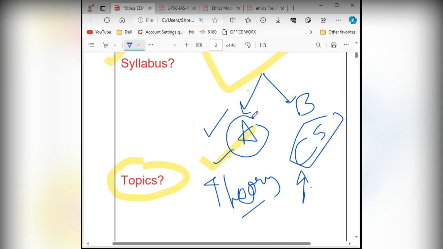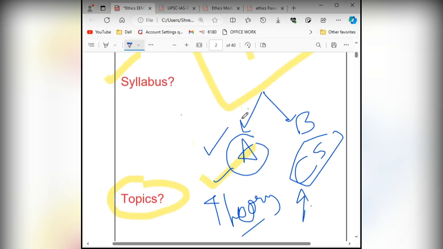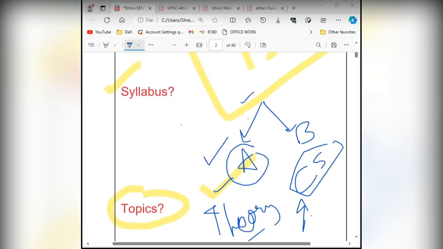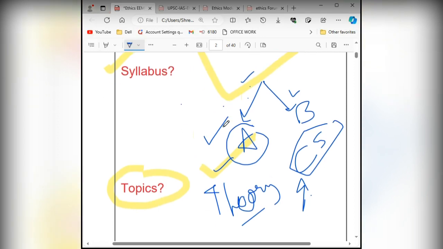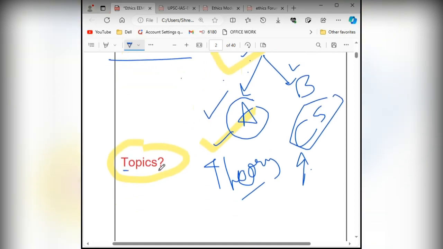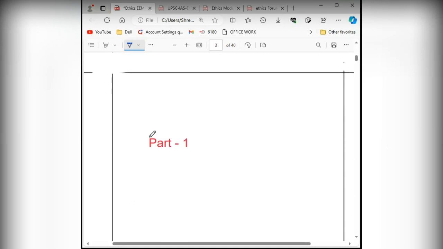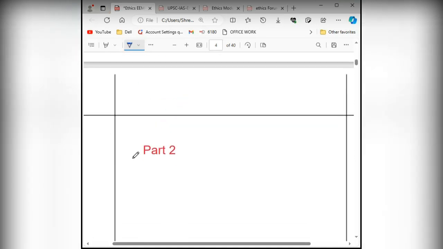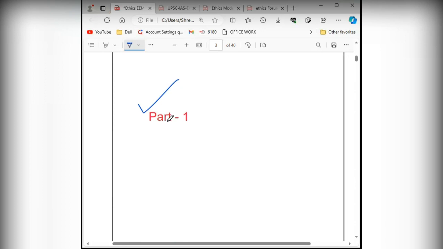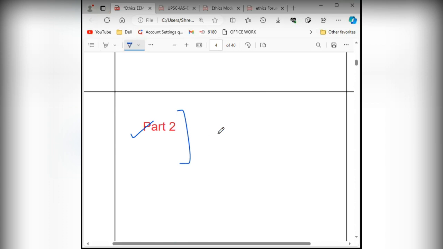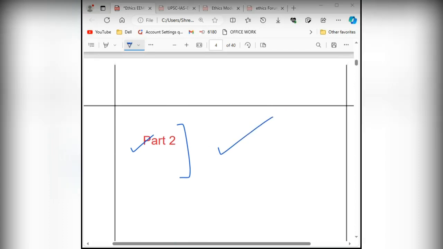So if you have a good grip over part A, you will definitely do fantastic in part B. We will cover both parts one by one. First we will focus on the theory part, and then the case study part. Now, what is the syllabus and what are the topics? There are two parts, part 1 and part 2. Part 1 discusses the theory and part 2 discusses the case studies. Both parts are highly relevant.